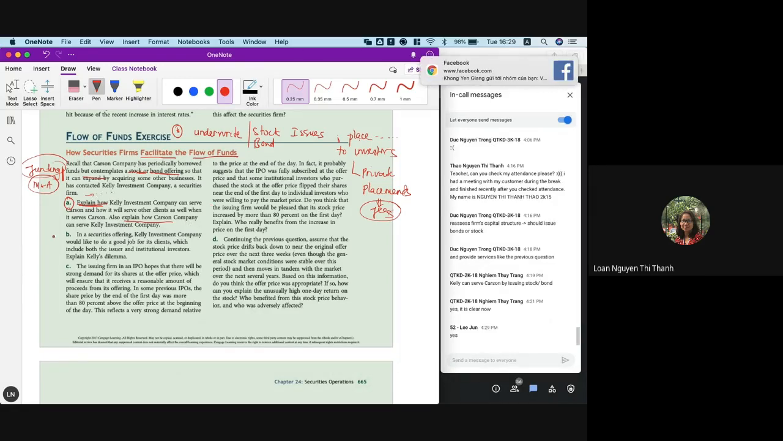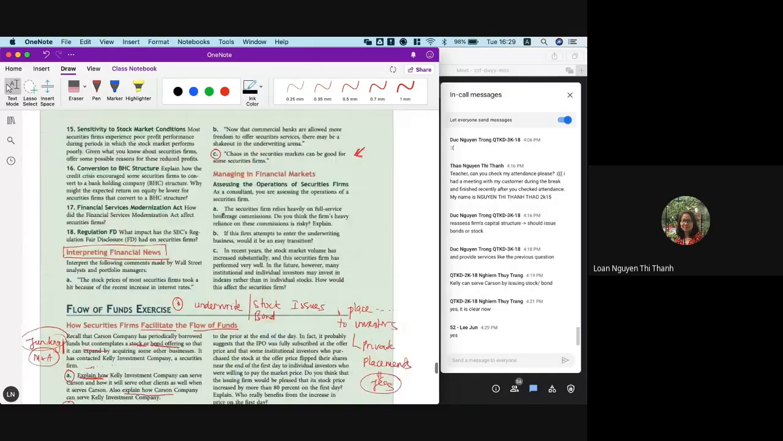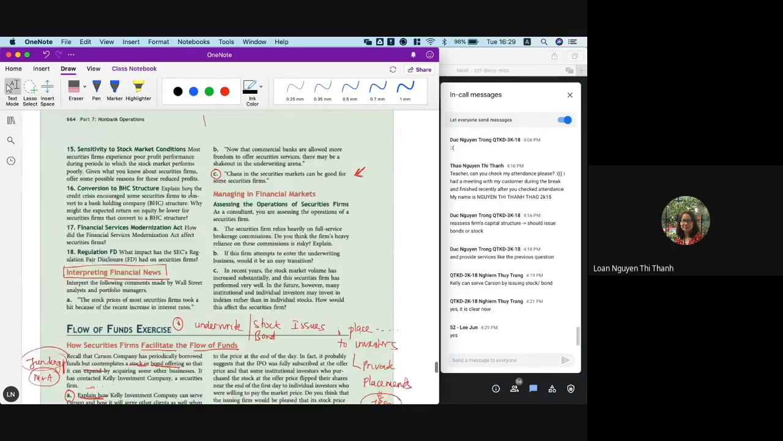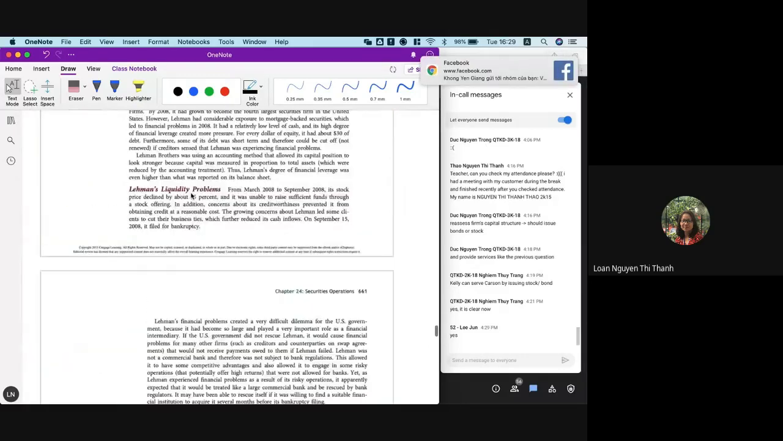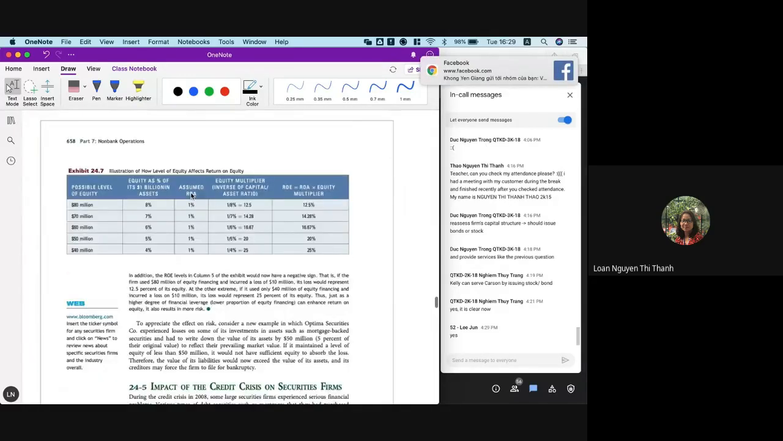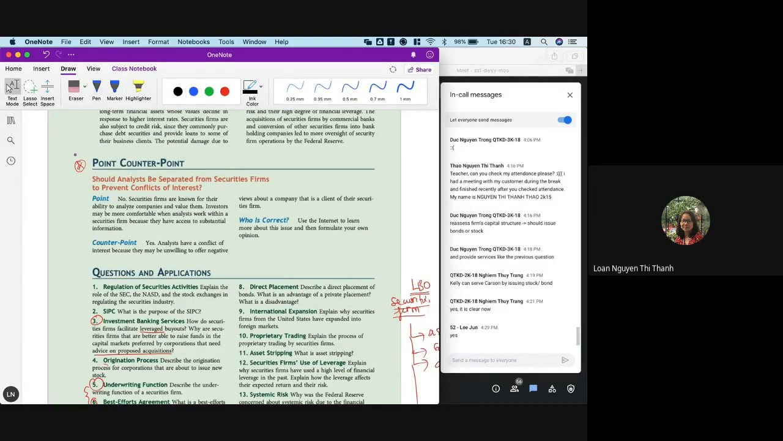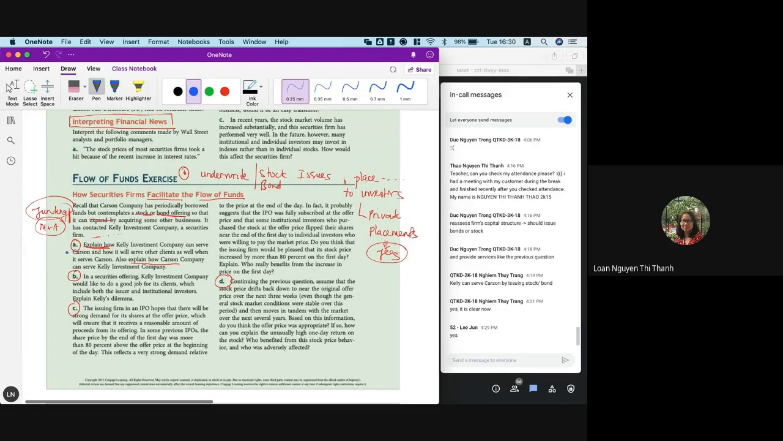Okay, so at home, do the point counterpoint question of chapter 24, and we continue with questions B, C, and D of the flows of fund exercise. So at home, spend time for point counterpoint. Point counterpoint, flows of fund exercise, B, C, and D. That's all. Okay with that?